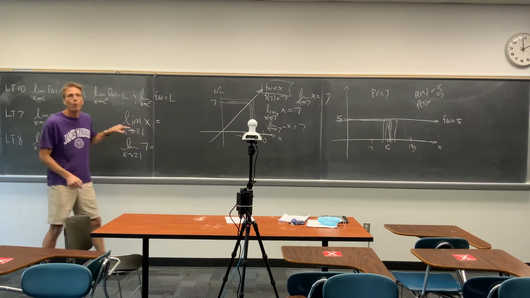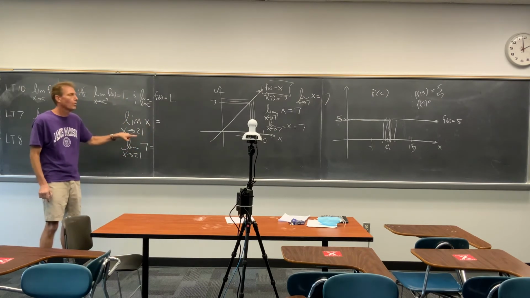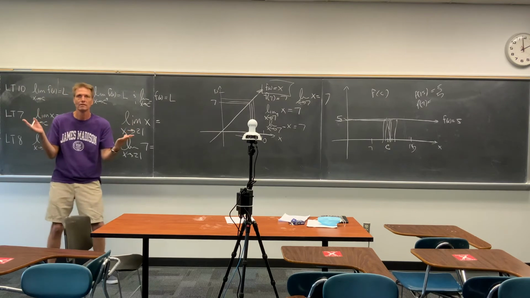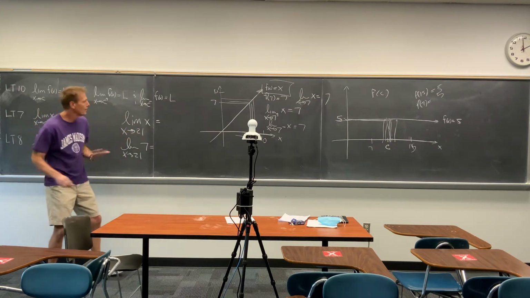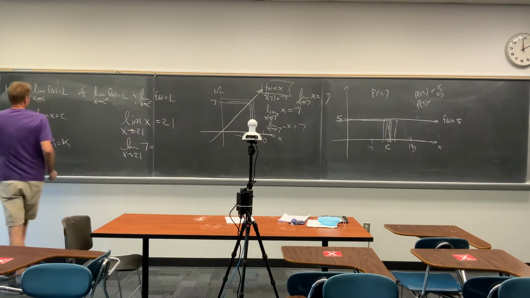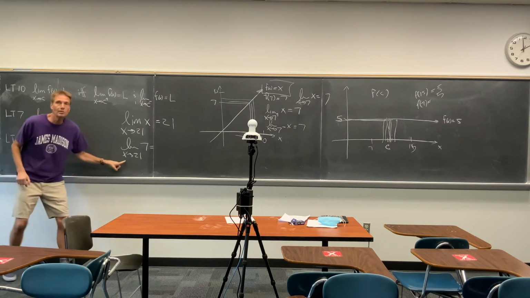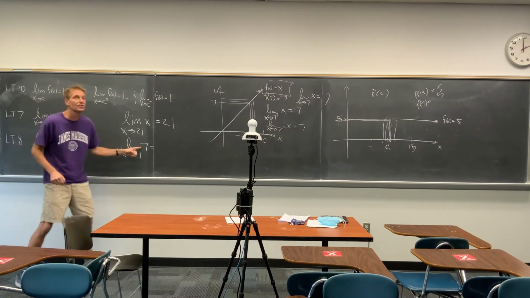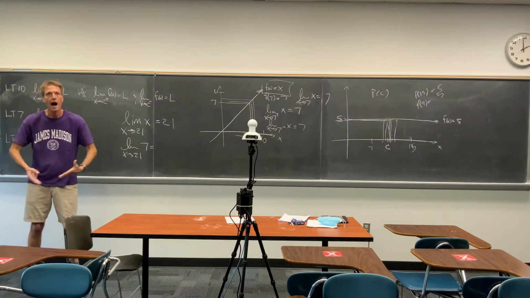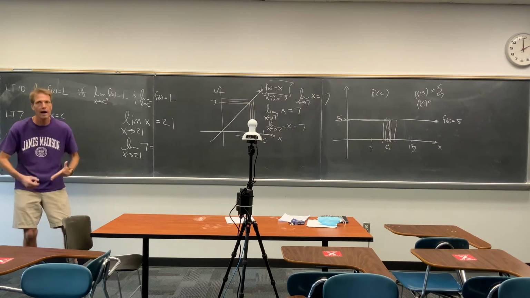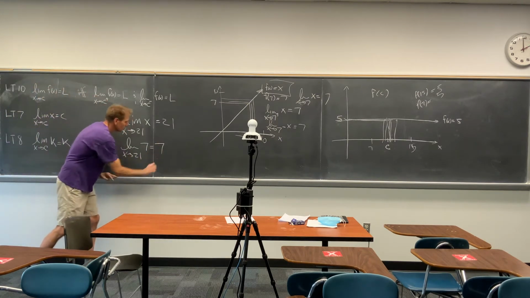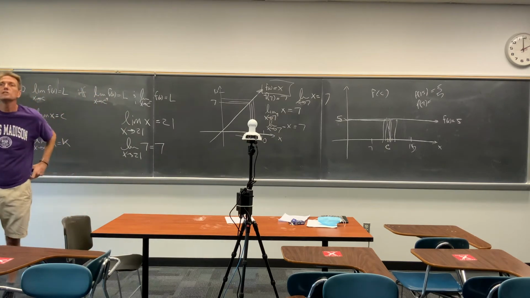So here, what is the limit as x approaches 21 of x? It's 21. No matter what, the limit as x approaches c of x is just c. Now, how about the limit as x approaches 21 of 7? Zach was right. It's 7. It doesn't change.